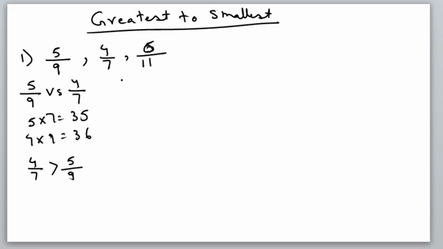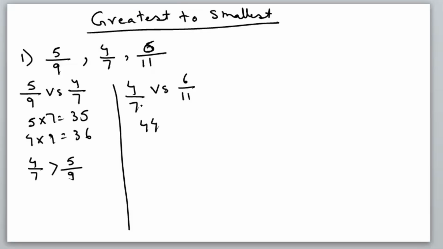Now we will see whether 4 over 7 is greater than 6 over 11 or not. 4 over 7 versus 6 over 11. 4 times 11 will be 44. 6 times 7 will be 42. And 44 is greater than 42. It means 4 over 7 is greater than 6 over 11. Now here we got 4 over 7 is greater than 5 over 9 and also 6 over 11. So 4 over 7 will be the greatest fraction.